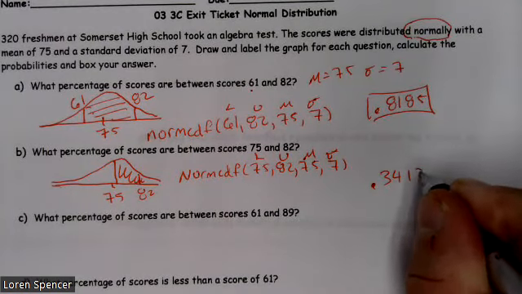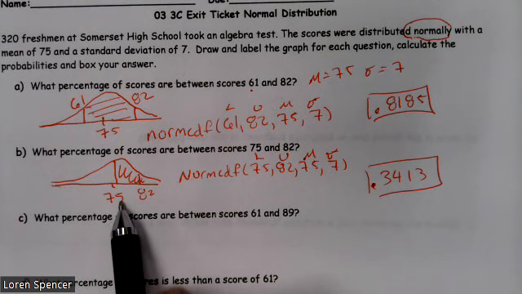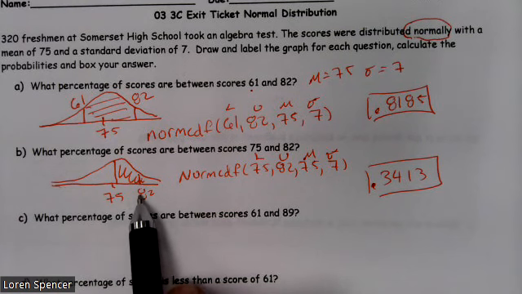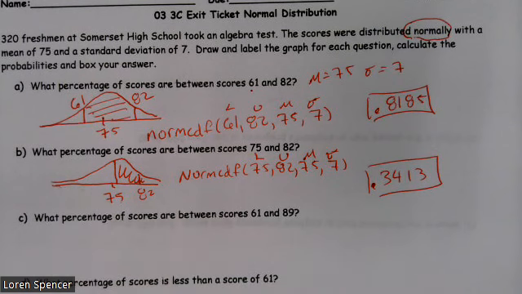Now that's about half of 68%. Well, this is one standard deviation above. But we only went one above. We didn't have the one below. If we'd had the one below, then it would have been 68%.